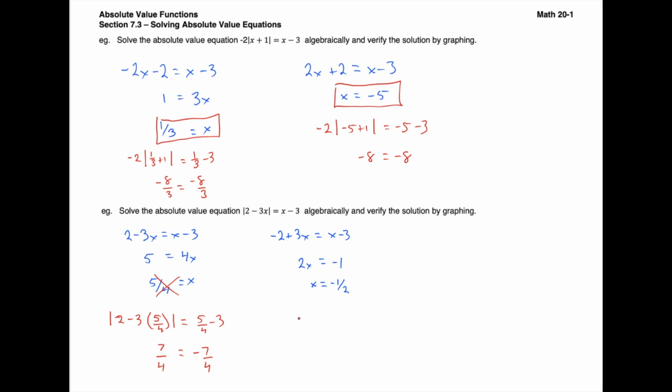I can do the same thing with this one here. I get my absolute value of 2 minus 3 times the negative 1/2, close the absolute value sign, and I get negative 1/2 minus 3 on the other side.